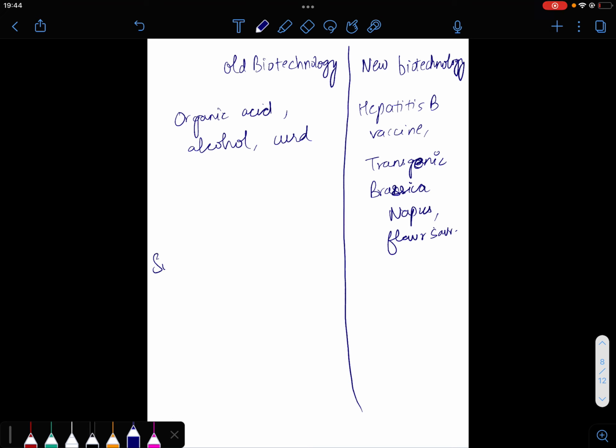And the source for organic acid, natural alcohol and curd used to be natural producers. For example, for curd you take milk from cattle and boil it, add a little bit of lactobacillus bacteria to it and wait for 7 to 8 hours and you will have curd in the morning. And the source for hepatitis B vaccine are transgenic organisms.